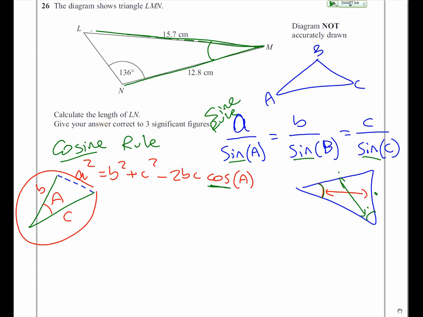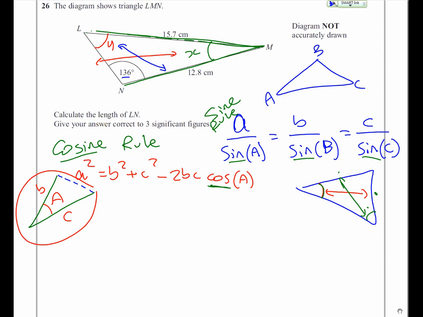Okay, so we want this angle, let's call it x. The problem is we don't have the opposite length for the angle x. So what we're going to have to do first is find the other angle y and then take it from 180 along with 136 to get x.